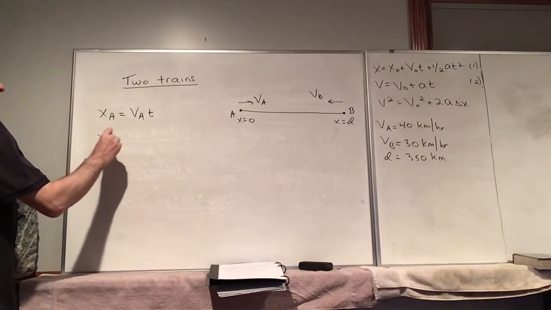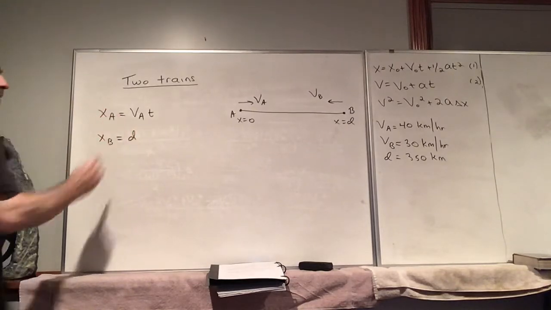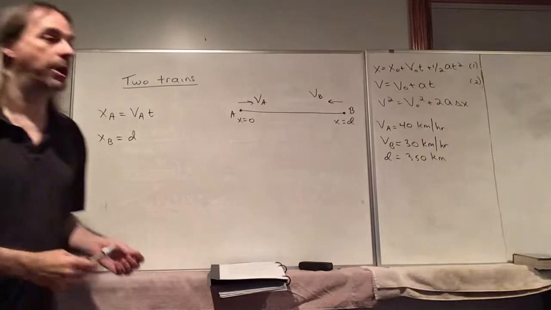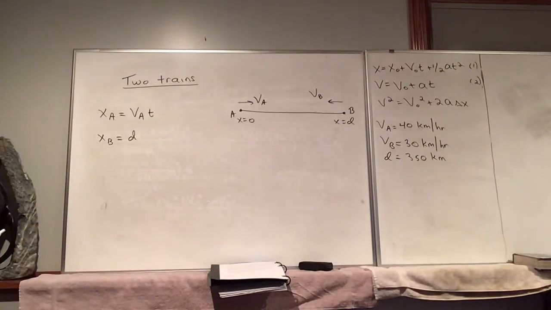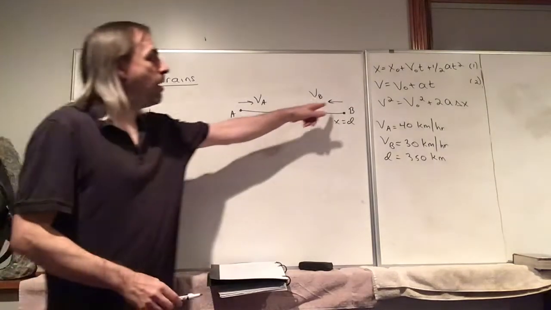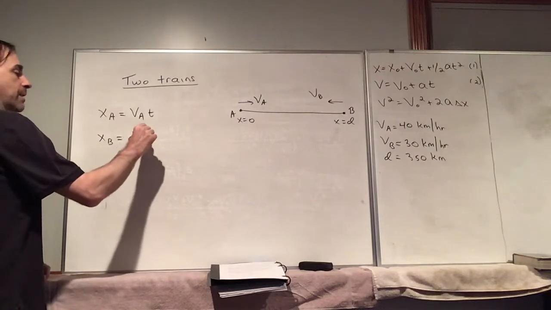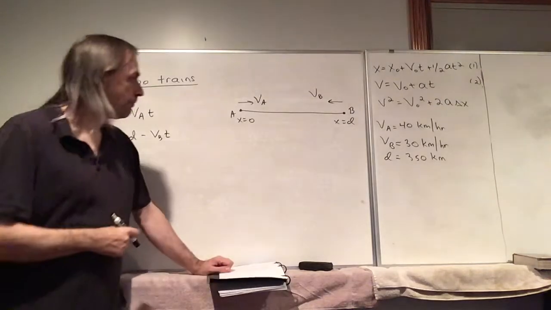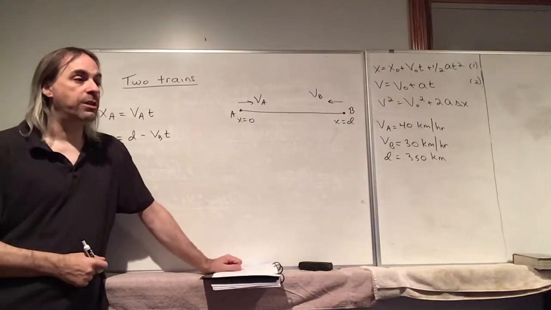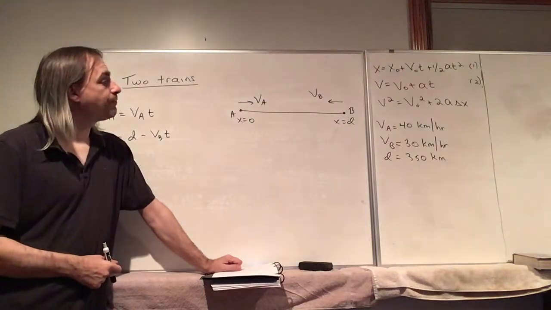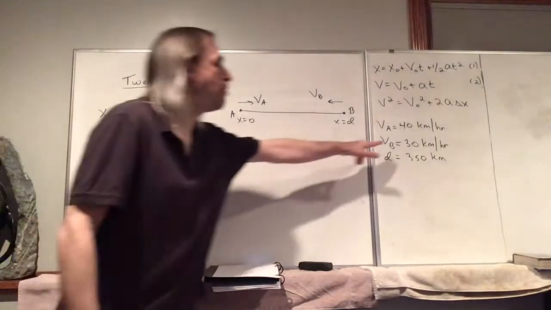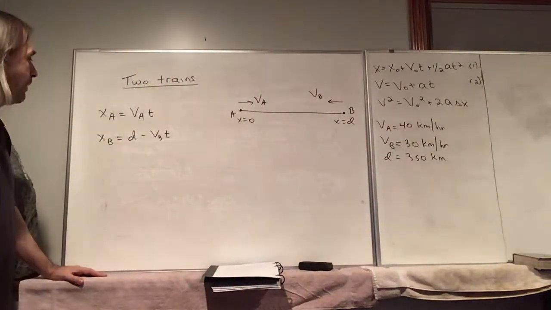Now for train B, it starts out at x equals d. So this is the initial position. That's d. And now the next term, the initial velocity times t, well, it's moving to the left, so I'm going to write minus VB times t. And again, there's no acceleration, so that's it. The other option would have been to say plus VBt and put the minus sign in VB. But it's the same thing either way.